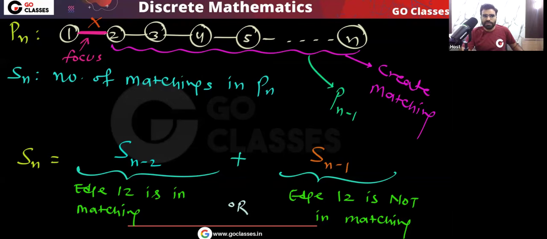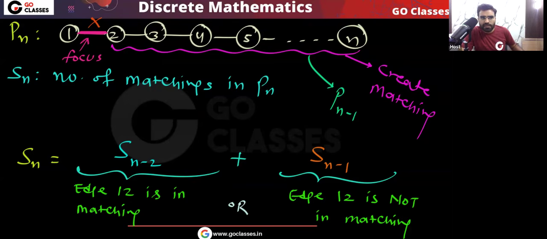Is this clear to everyone? So remember, in this path graph on n vertices, how many matchings can I create which do not contain the edge 1 2? If you do not take this edge 1 2, then in this remaining graph you can create a matching. So how many matchings you can create in this remaining graph? That will be S n minus 1, because this remaining graph is P n minus 1. The number of matchings in P n minus 1 is S n minus 1.